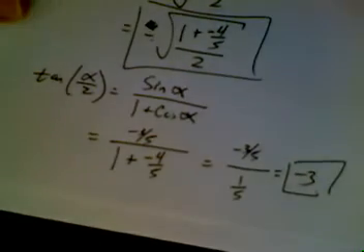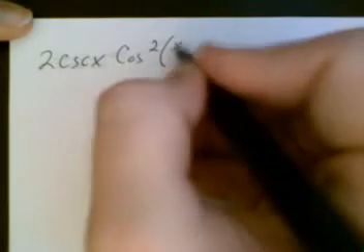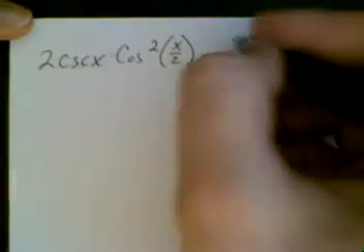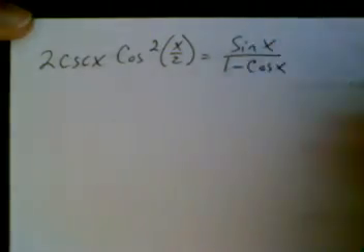So that covers example number 9. Let's go ahead and look at example number 10. Example number 10 is one of the verify ones again. So I have 2 cosecant x cosine squared of x over 2 is equal to sine of x divided by 1 minus cosine of x. And again, the question is to verify this.